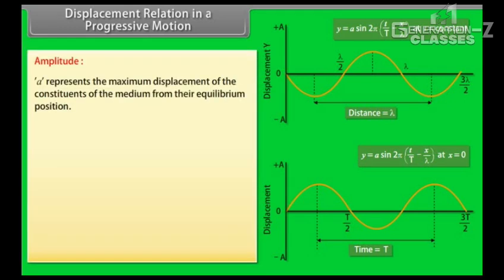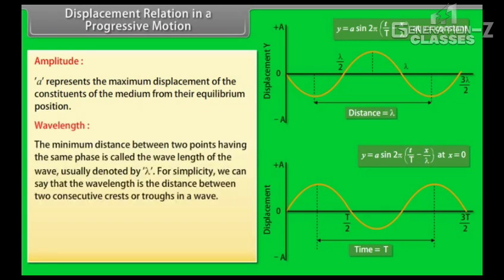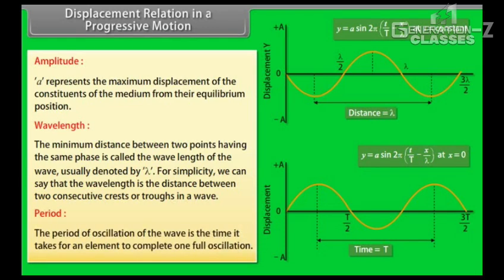Amplitude. a represents the maximum displacement of the constituents of the medium from their equilibrium position. It is called the amplitude of the wave. Wavelength. The minimum distance between two points having the same phase is called the wavelength of the wave, usually denoted by lambda. For simplicity, we can say that the wavelength is the distance between two consecutive crests or troughs in a wave. Period. The period of oscillation of the wave is the time it takes for an element to complete one full oscillation.